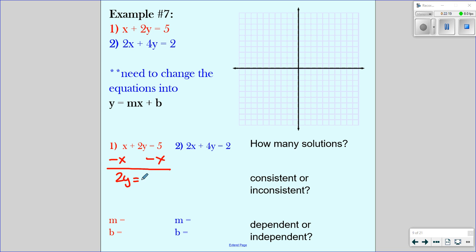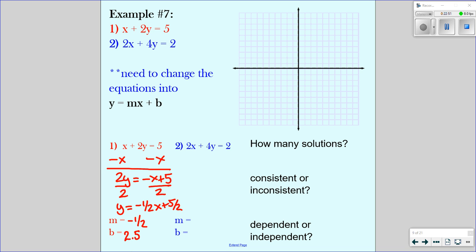Then we have the 2y, and then we divide. It's going to be y equals negative half x plus 5 over 2. And 5 over 2 is 2.5, just to remember that. So our m is negative half, and our y-intercept is 5 over 2, or you can just put 2.5.